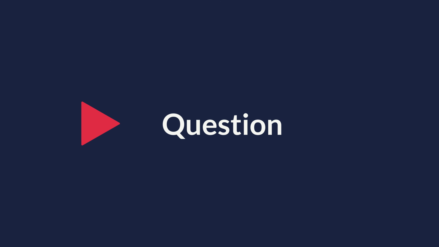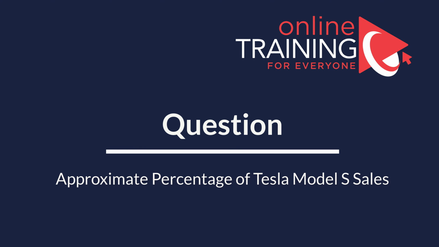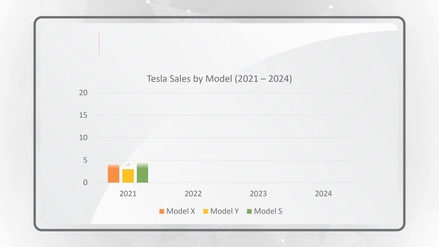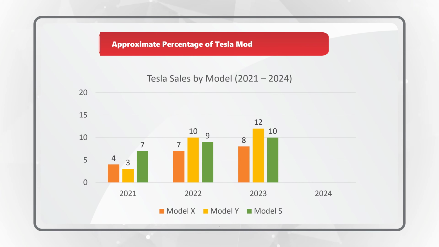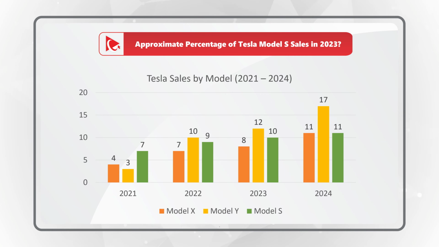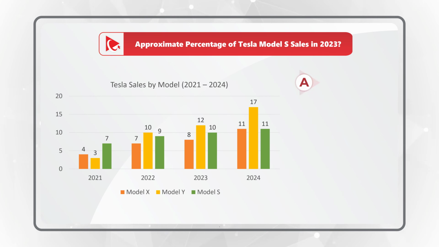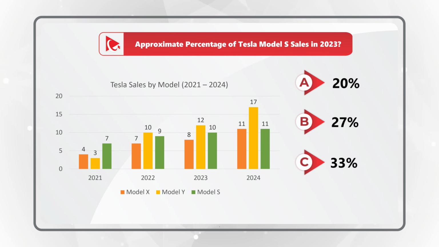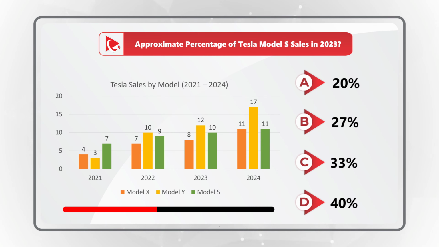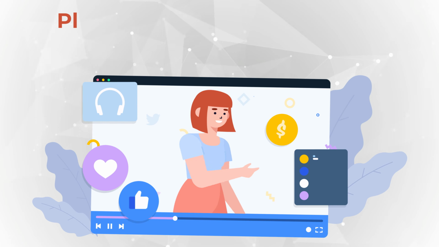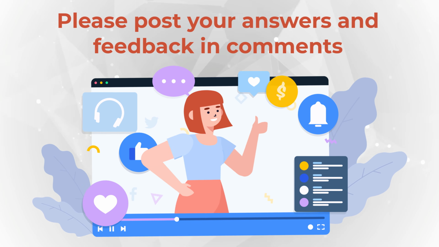And now, I think it is an excellent time for you to try your skills to see if you can solve the challenge. You need to determine the approximate percentage of Tesla Model S sales in 2023. You're presented with the chart that shows sales by model between the period of 2021 and 2024, and you have 4 different choices. Choice A, 20%, choice B, 27%, choice C, 33%, and then choice D, 40%. Give yourself a little bit of time, do the mental math, maybe pause this video to see if you can get to the correct solution. Once you're ready, please make sure to post your answer in comments so I can give you my feedback. Thanks for participating and good luck.